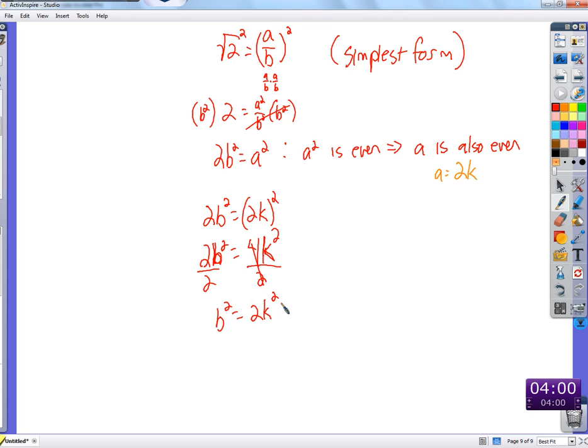Well, the same reasoning applies here. 2 times B squared equals A squared, which meant that A squared was even, which meant A is even. Here we have B squared is equal to 2 times some other number, which means that B squared is even, which would have to imply that B is even. So both A and B are even.